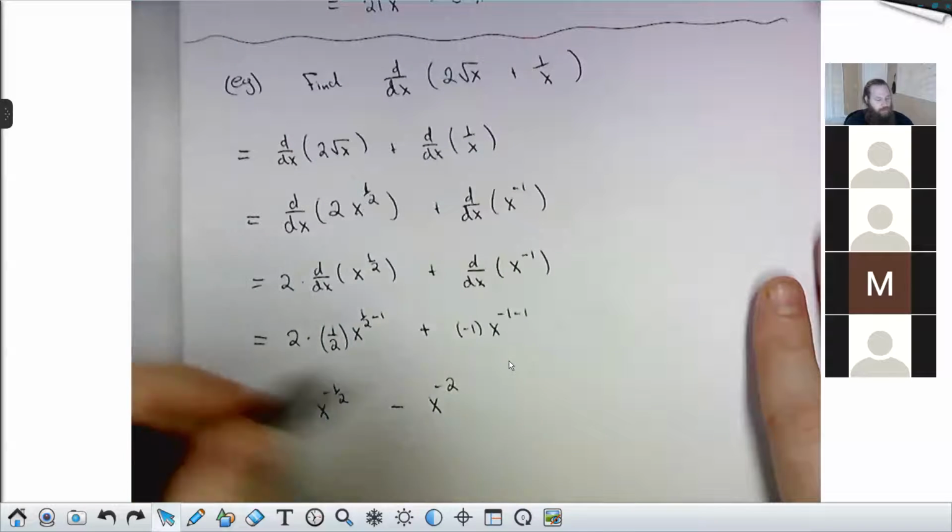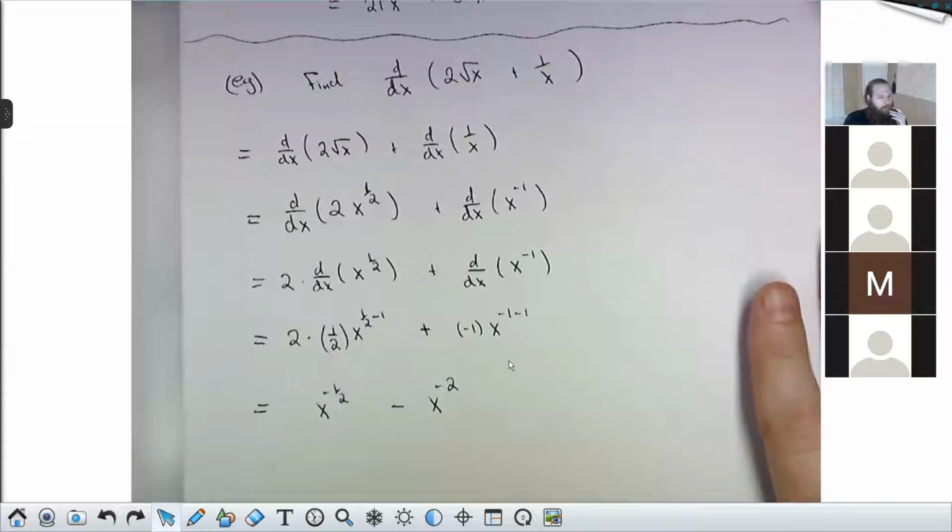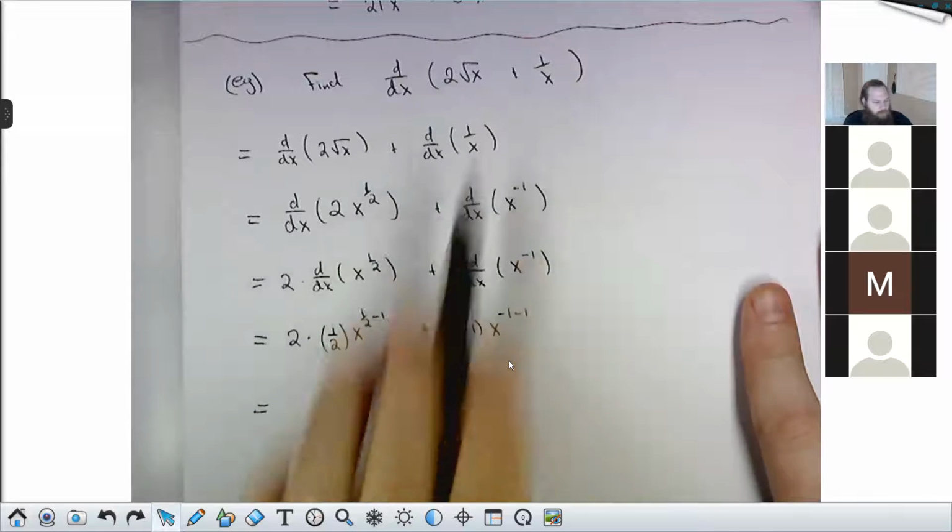Now at this stage, you could say I'm done, right? You could. It wouldn't be incorrect to do that. This is indeed the correct derivative. But it's nice to give the answer in the same sort of notation that the problem was given.